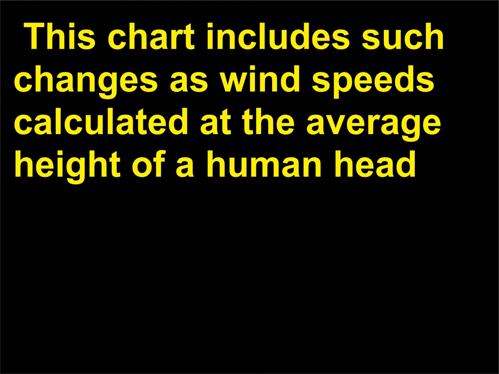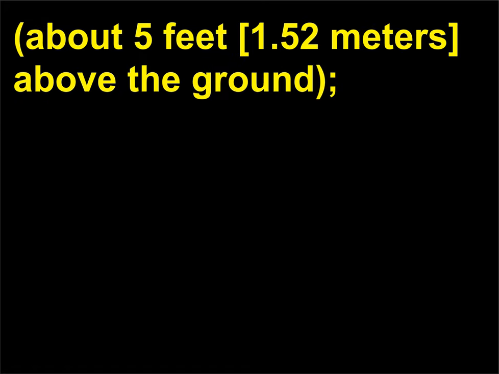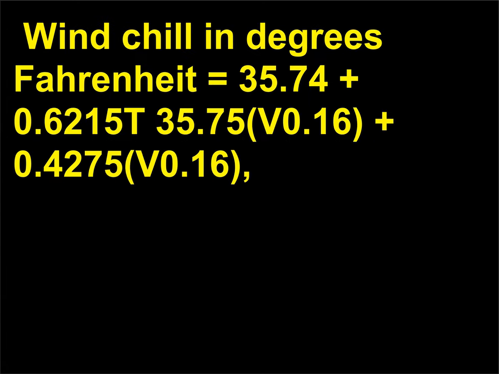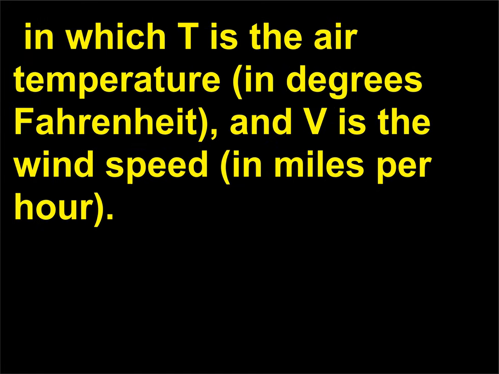This chart includes such changes as wind speeds calculated at the average height of a human head, about 5 feet, 1.52 meters, above the ground. It is based on a human face model and sundry other more modern considerations. The actual general formula for the wind chill has now changed to the following: wind chill in degrees Fahrenheit equals 35.74 plus 0.6215T minus 35.75 V^0.16, plus 0.4275 T V^0.16, in which T is the air temperature, in degrees Fahrenheit, and V is the wind speed, in miles per hour.